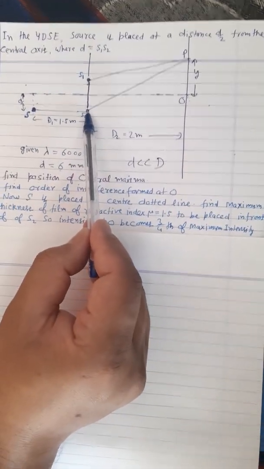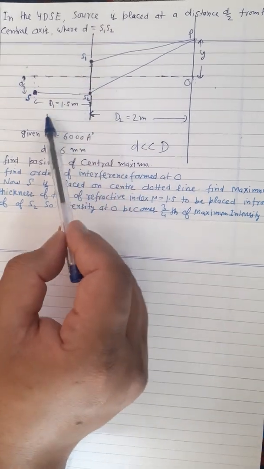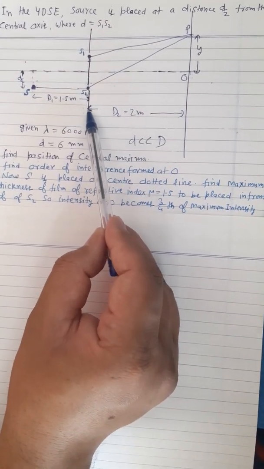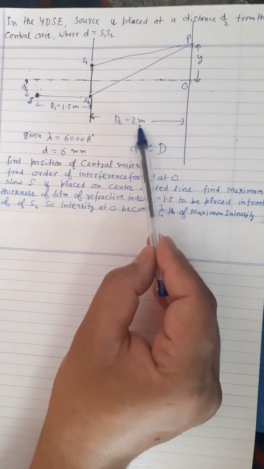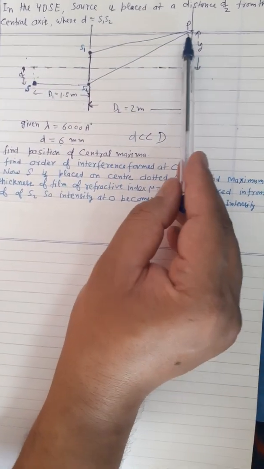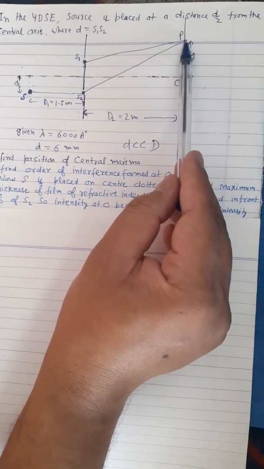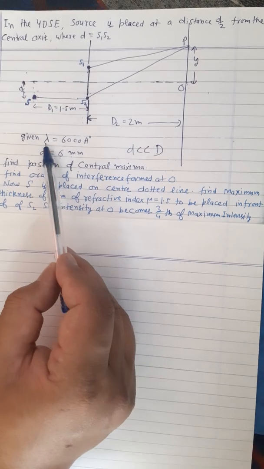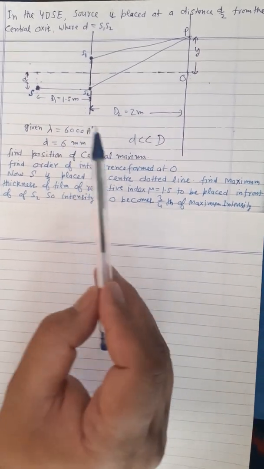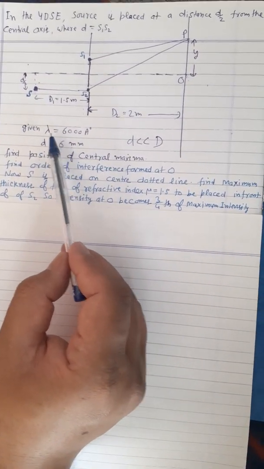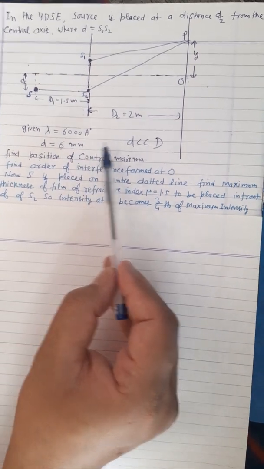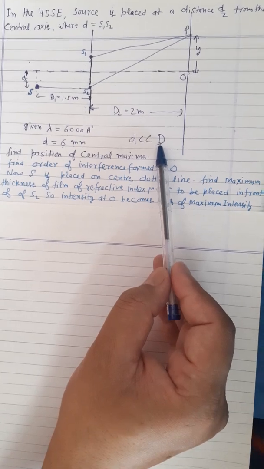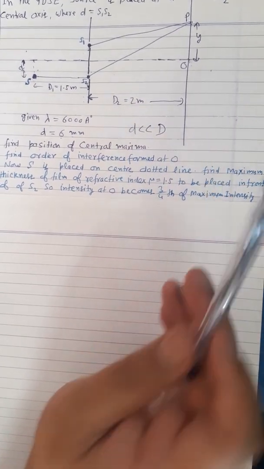So see here, D1 they have given 1.5 meter. D2, the distance between the sources and the screen, they have given 2 meter. P is any point from the center line at Y meter. Lambda they have given 6000 angstrom, and small d, the value of d, they have given 6 mm. Here we can see d is much smaller than capital D, so we can take an approximate position.